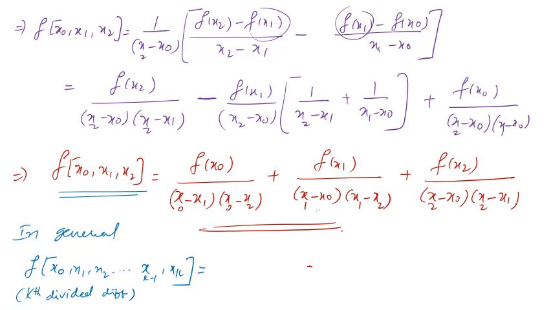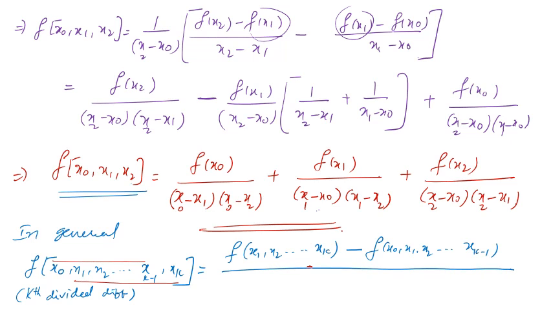How to write? I have told you, first consider this. So this is equal to f of x1, x2 and so on, xk minus, next you consider this up to here, f of x0, x1, x2 and so on, xk minus 1, whole by, what is the length of the complete interval? xk minus x0.